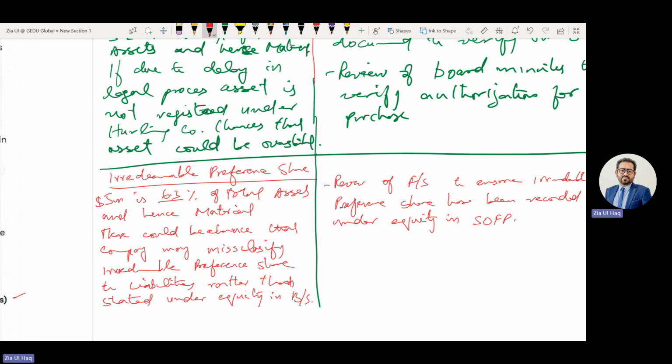If the company has issued shares, can we check authorization? How can we check authorization? Review of board minutes to ensure authorization of preference shares issued. We can even inspect the cash book and bank statement to verify cash receipts against the issue of preference shares.